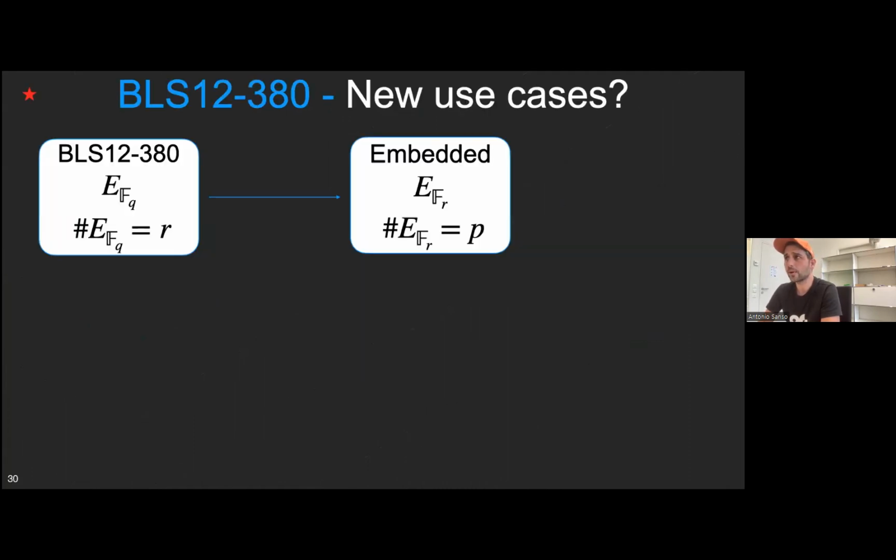And I would like to conclude this presentation with a question for you. If someone in the audience will be able to answer this question I have. So basically, what we found now is this. We've introduced a new BLS12-380 curve with an embedded curve of prime order. This embedded curve of prime order is a j-invariant zero curve.